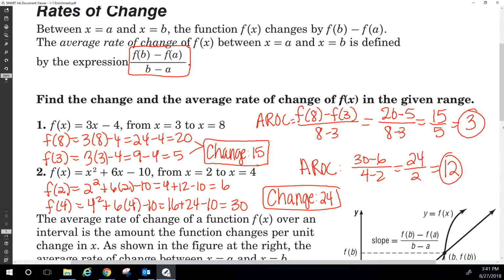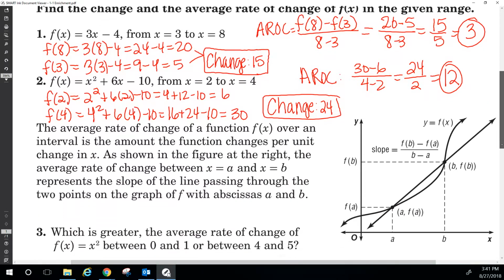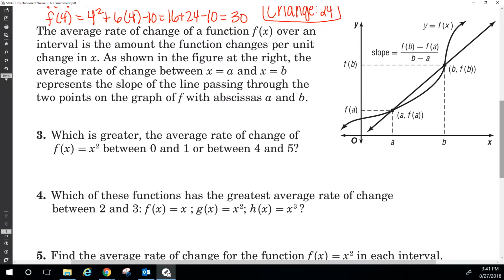All right, for the next problem, it says the average rate of change of a function f of x over an interval is the amount the function changes per unit change in x, as shown in the figure to the right. The average rate of change between x equals a and x equals b represents the slope of the line passing through the 2 points on the graph of f with abscissas a and b. I've never heard of this word before. That's pretty interesting. I'll have to look that one up. There's your SAT word for the day.